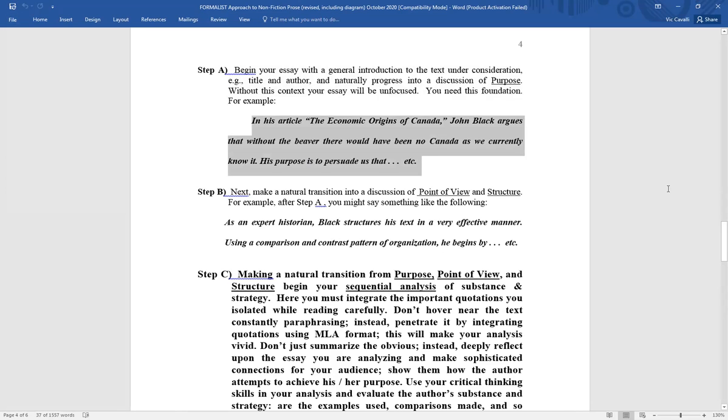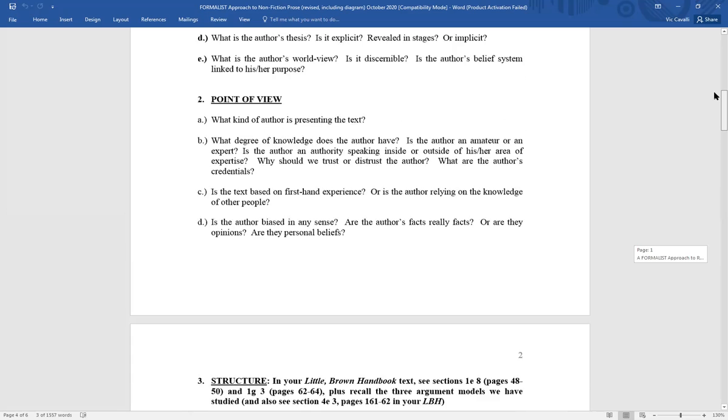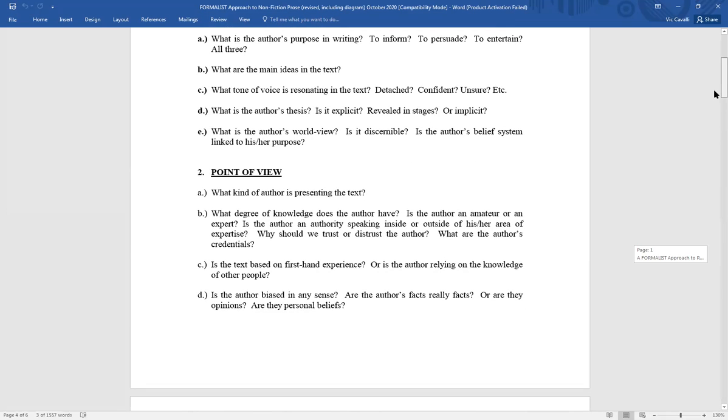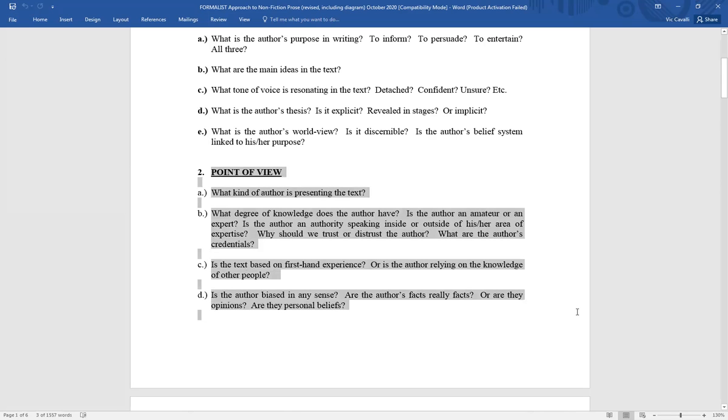Step B, next, make a natural transition. Okay, there's nothing awkward about this. It's only natural that we would do this. Make a natural transition into a discussion of point of view and structure. For example, after step A, you might say something like the following. As an expert historian. Now notice that, an expert historian. Let's go back. Where did that come from? When we look at point of view here, here's our first page. Here's all the questions that we have for point of view. We use those questions as thought starters.